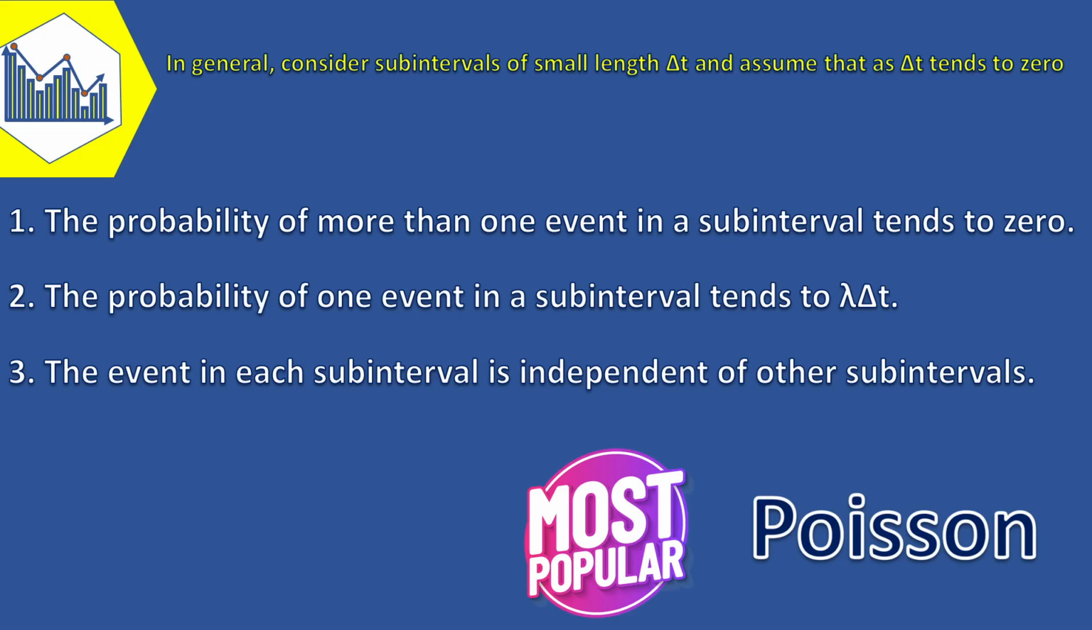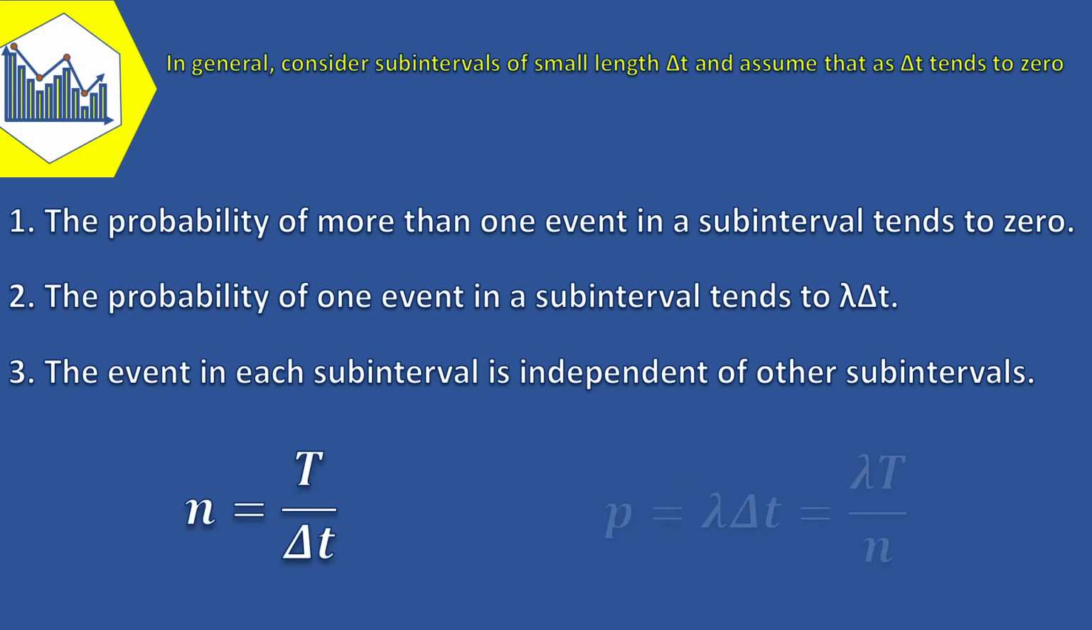These assumptions imply that the subintervals can be thought of as approximate independent Bernoulli trials, with the number of trials equal to t over delta t and success probability of lambda times delta t. And all of these lead to the following result.